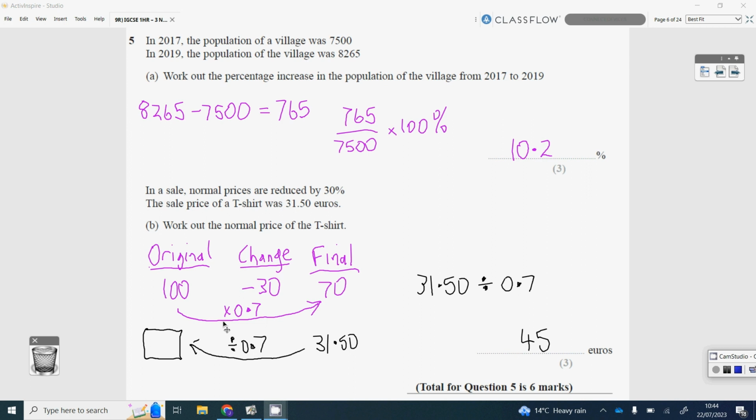So if the question is phrased such that I'm going from my original price to my final price, I would multiply by 0.7. But on this occasion, we're told the sale price was 31.5 euros. That's the final price after the price change. So you slot the 31.50 euros into your final column, and we're trying to work out the original price. So we're going from right to left. So we don't multiply by 0.7, we divide by 0.7. And 31.50 divided by 0.7 is 45.